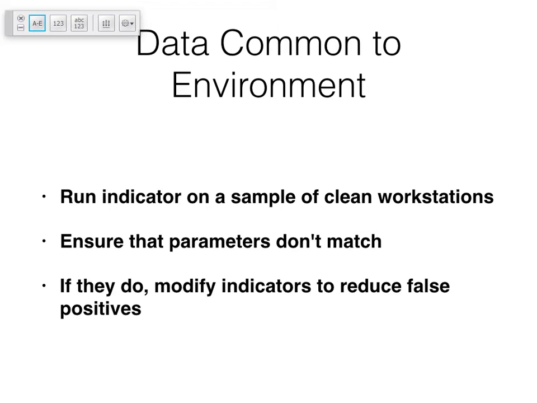Anyways, then there's data common to the environment. This is false positives. Go run your indicator on some clean workstations and see if it goes off, because you might be detecting something that is confused with normal network traffic, and that's an issue. This was a big issue years ago when rootkit detectors first came out. They would tell you 100 infections on a brand new machine. So that's really miserable. False positives are really a drag.